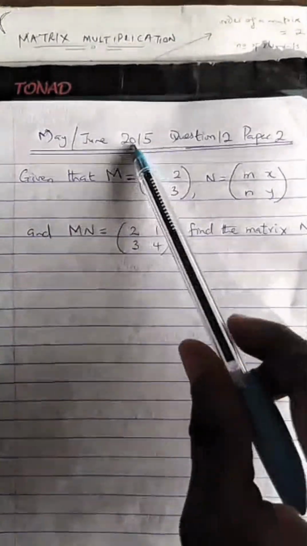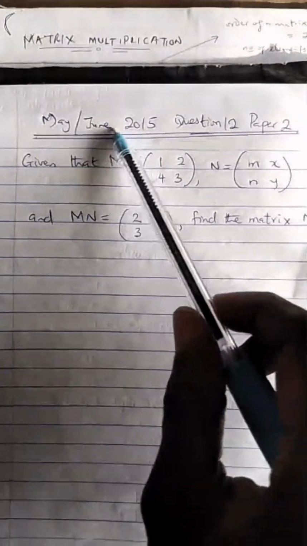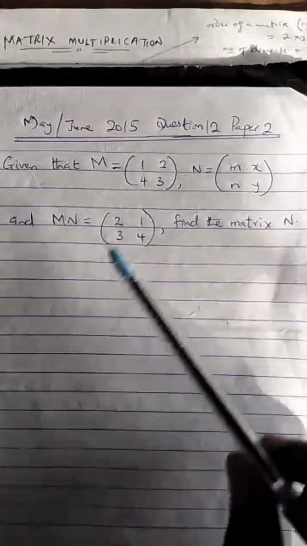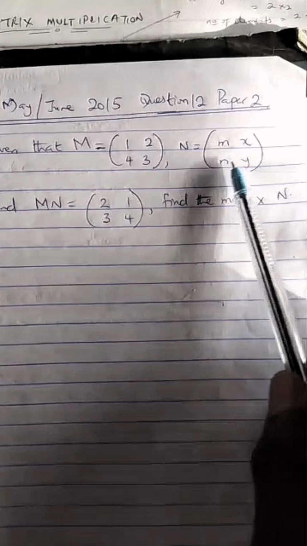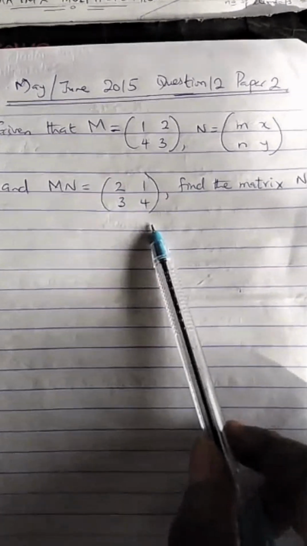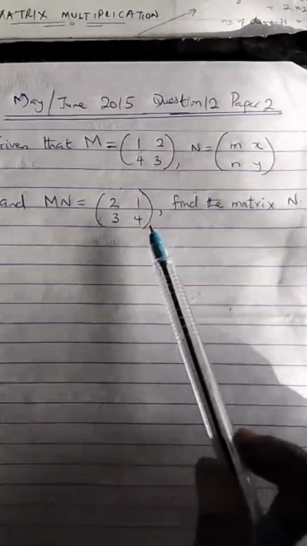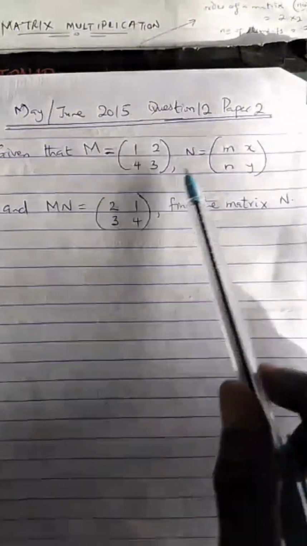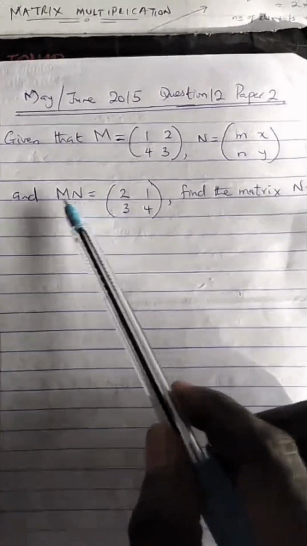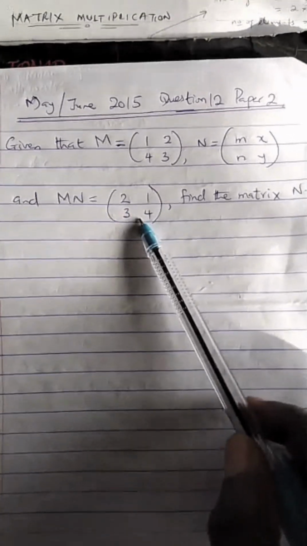It's a past question from the May-June 2015, paper 2, question 12. It says, given that M is equal to the matrix 1, 2, 4, 3, and N is equal to the matrix m, n, x, y, and MN is equal to 2, 1, 3, 4, find the matrix N. So given this matrix M and this matrix N that has some letters in place of numbers, the product MN, that's M times N, gives you this product.